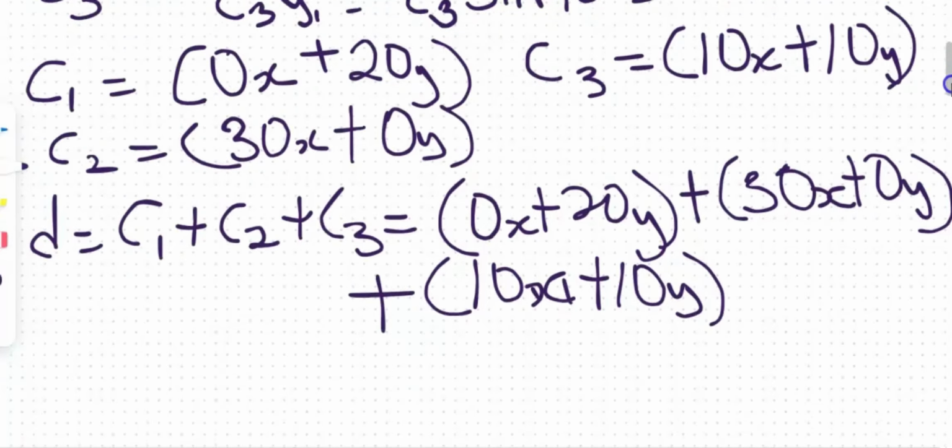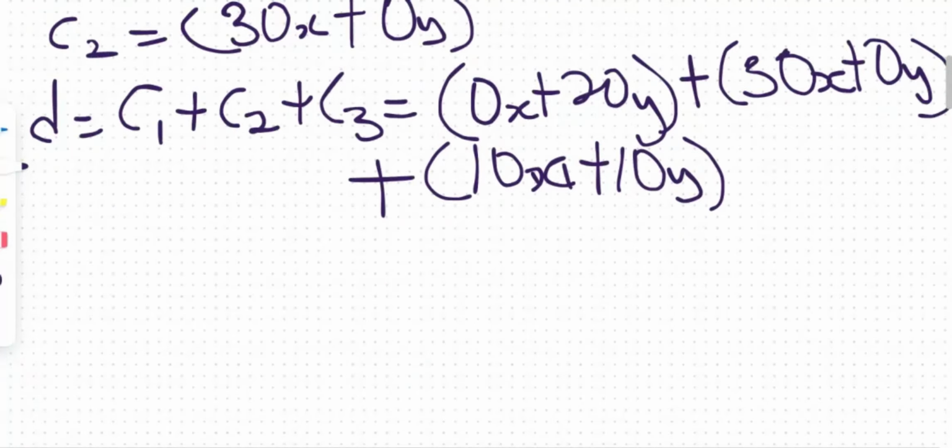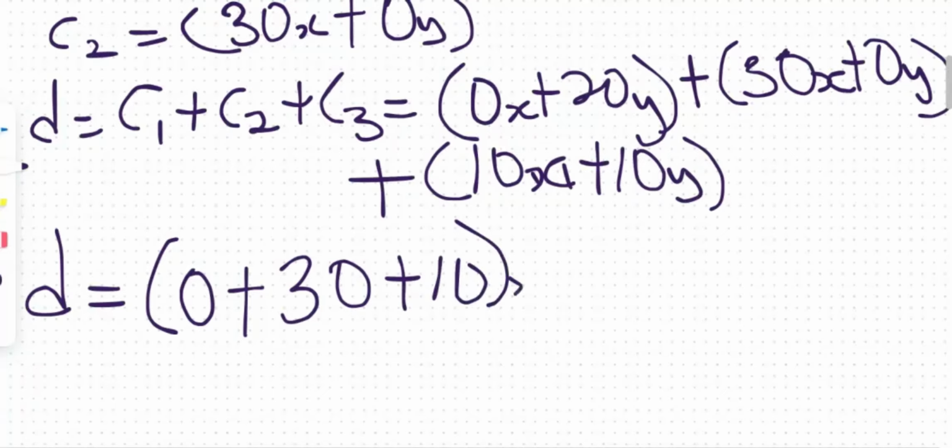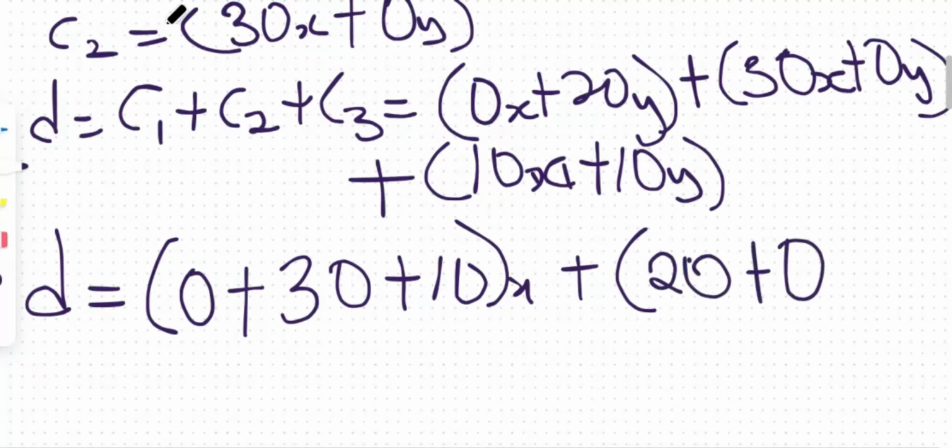Okay. Then for us to explain further, let's put the like terms together. For D, the distance would be 0 plus 30 plus 10. All of these are on the x-axis side. This is the x part. And plus for the y, we have 20 plus 0 plus 10.